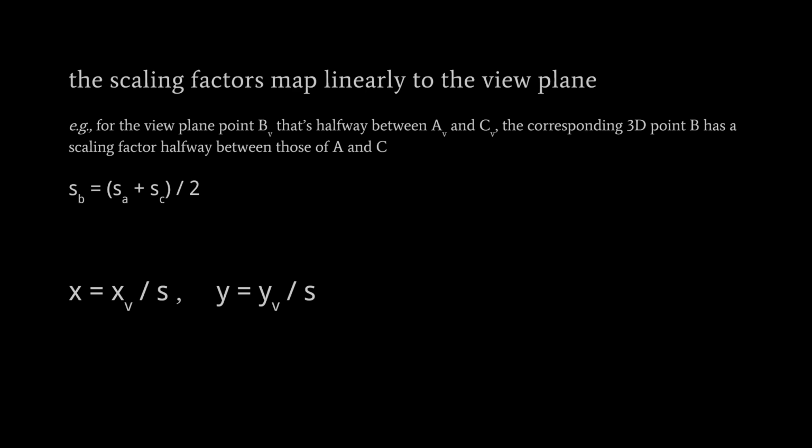So what this means then is if for a point on the viewplane, you know what the corresponding scaling factor for that point is, we can work backwards to find the x and y 3D coordinates by dividing by the scaling factor. To go from the 3D plane to the viewplane, we multiply by S. To go from the viewplane to the 3D plane, we divide by S. And thanks to the linear relationship between the scaling factors and the viewplane, we can compute the 3D coordinates corresponding to the pixel centers of our triangle in a quite more efficient way.